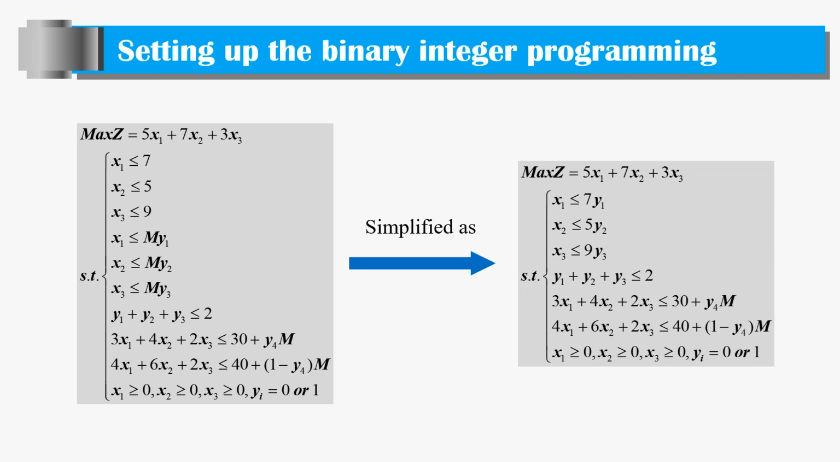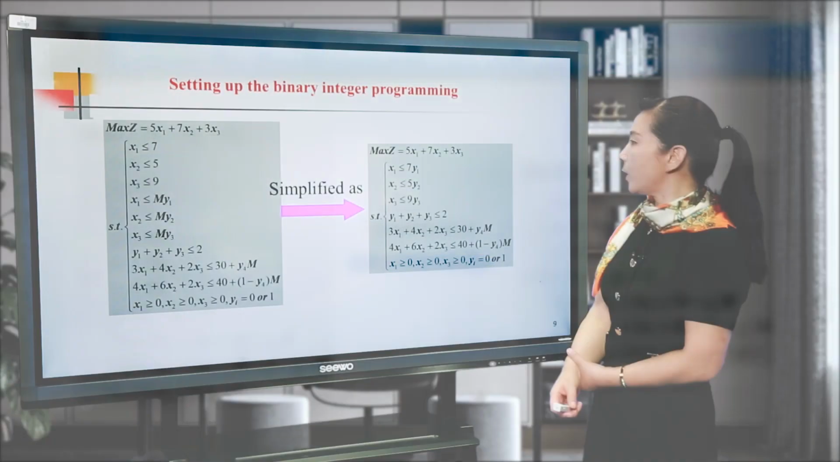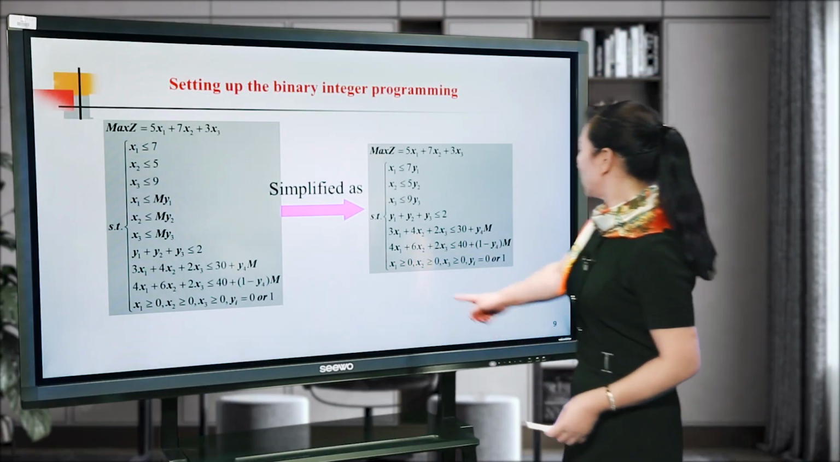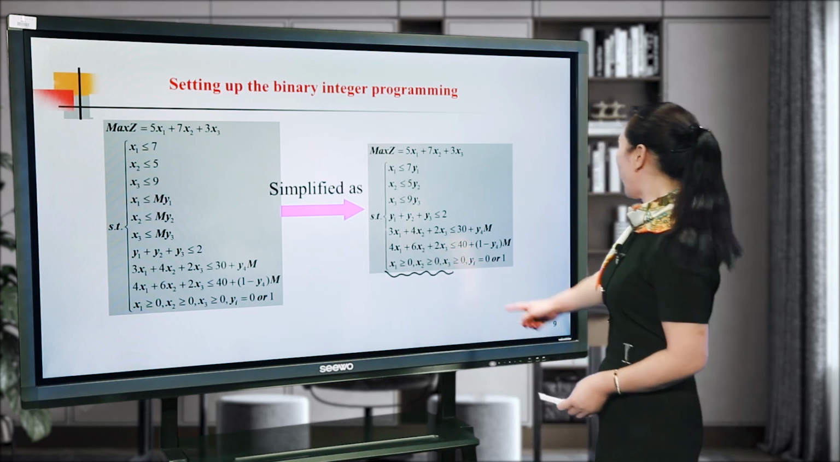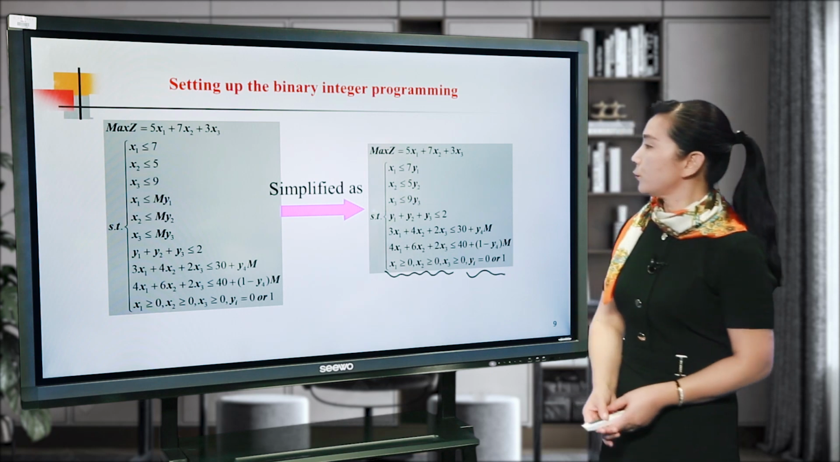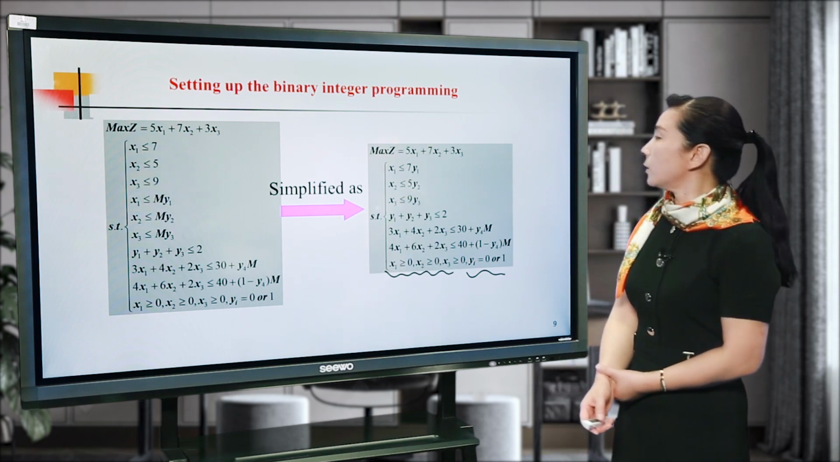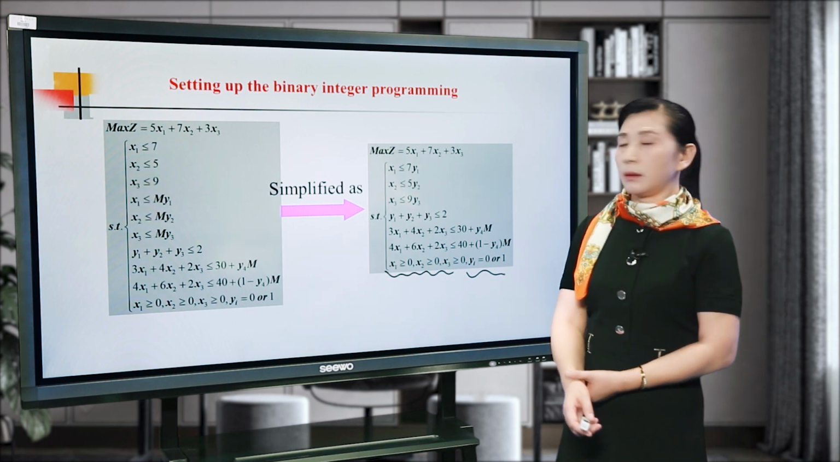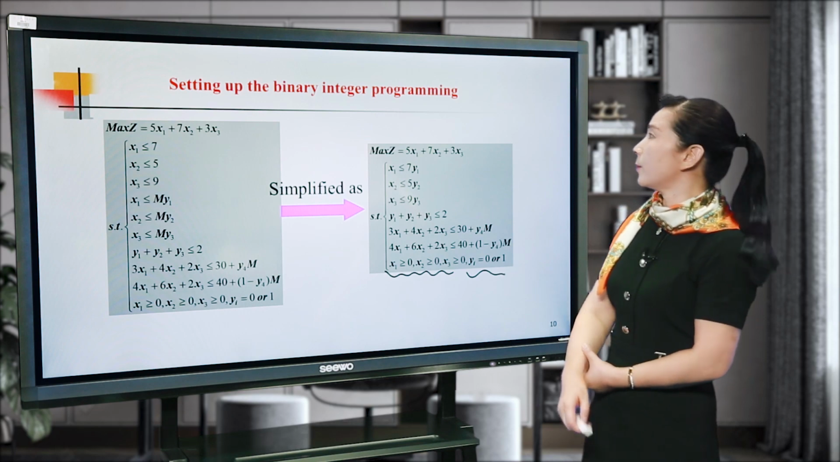So we summarize the model of this problem as this model, and simplified it as a simplified model. We notice in this model, x1, x2, x3 are real numbers, and y1, 2, 3, 4 are binary variables. So it is a mixed integer program. This is example 1.